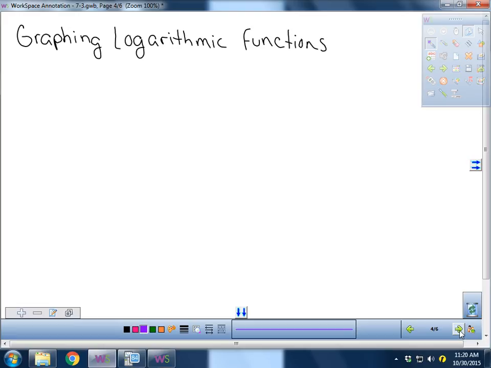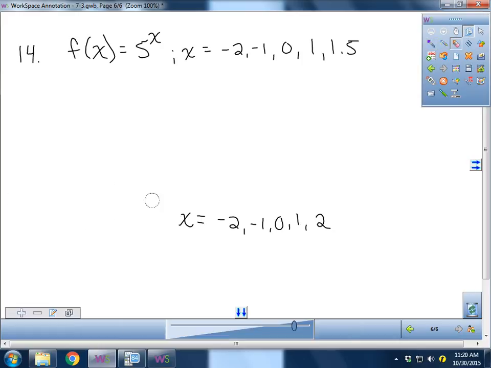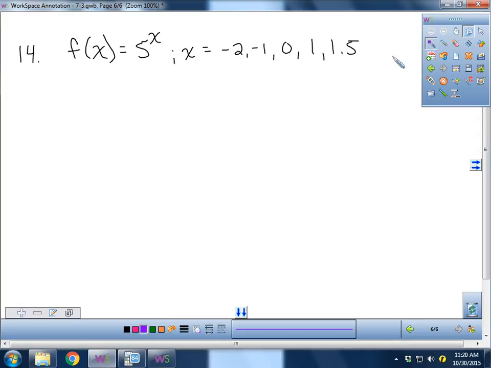Now we're going to talk about graphing logarithmic functions. I'm actually going to skip that one and just do number 14. We have already had some practice with graphing exponential things. So this is 5 to the x. That's exponential. And so what we're going to do is graph f of x. Then we're also going to graph its inverse and state the domain and range of both.